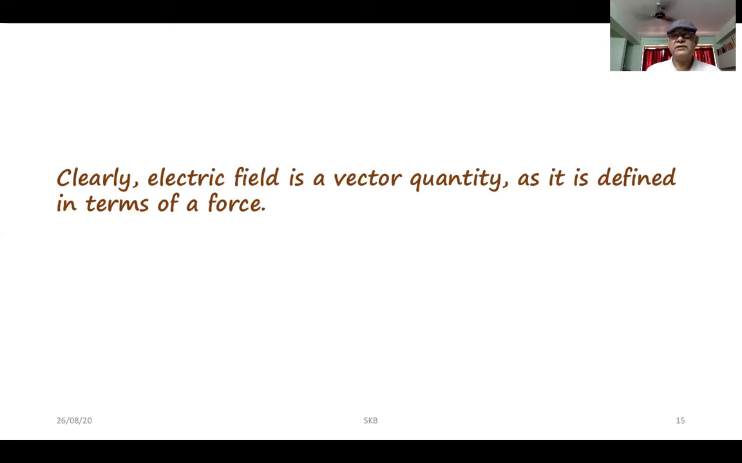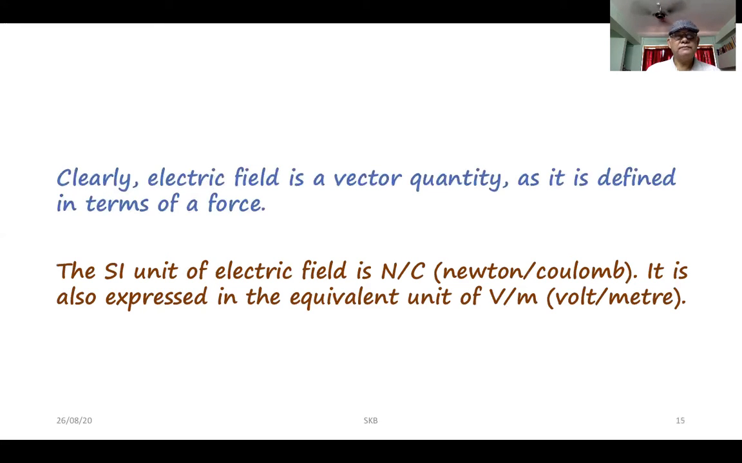Clearly, electric field is a vector quantity as it is defined in terms of a force. The SI unit of electric field is Newton per Coulomb. It is also expressed in the equivalent unit of volt per meter.